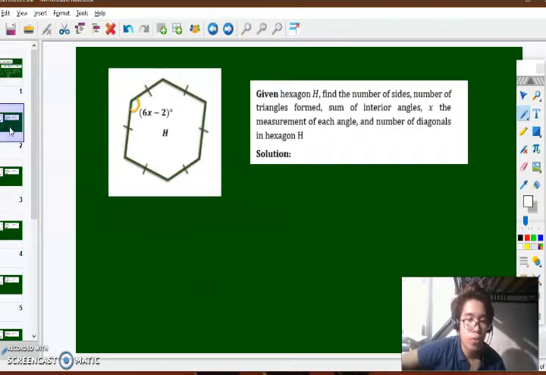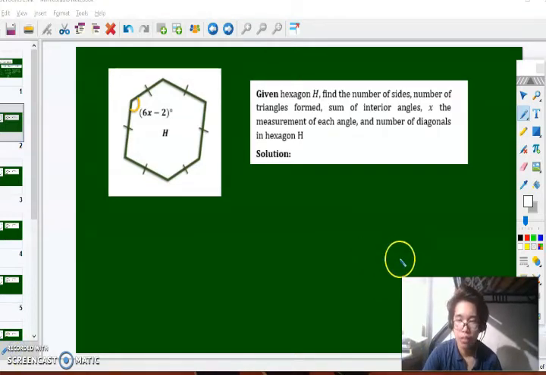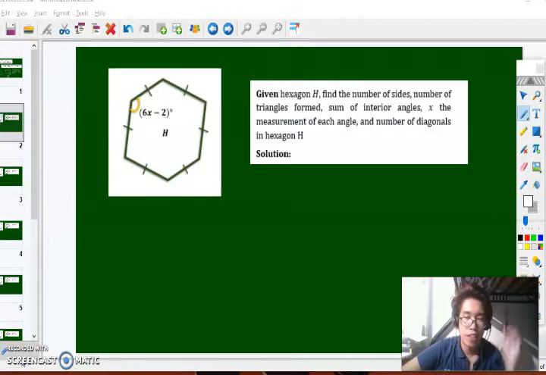Let's move forward with this example. We have here a hexagon. Given hexagon H, find the number of sides, the number of triangles formed, the sum of the interior angles, the value of x, the measurement of each angle, and the number of diagonals in hexagon H. So we're simply going to find 6 different values.